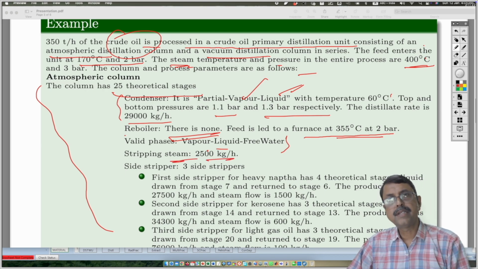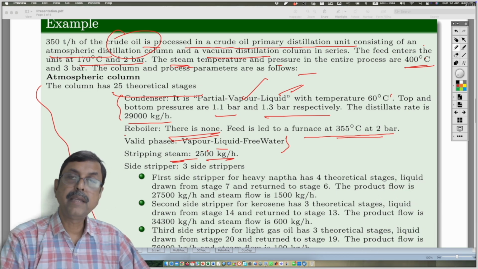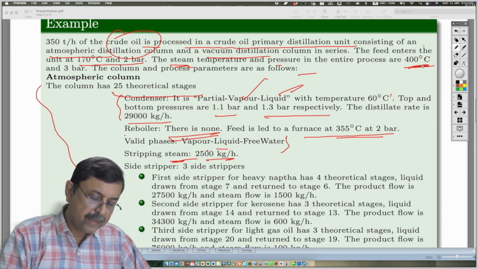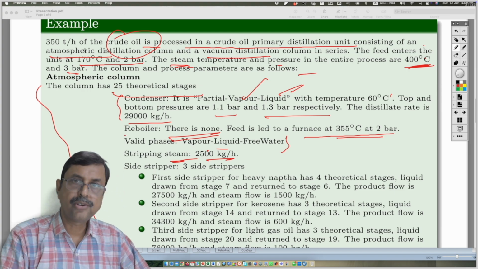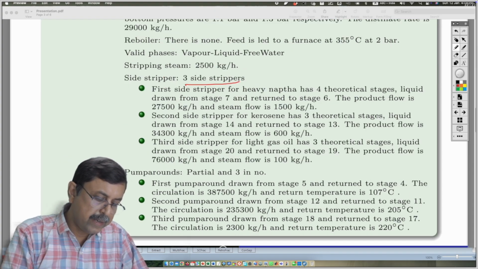The stripping steam, we have to provide 2500 kg per hour of stripping steam. And as we know, the stripping steam has a temperature of 400 degrees centigrade and 3 bar pressure. Okay. And we have 3 side strippers.